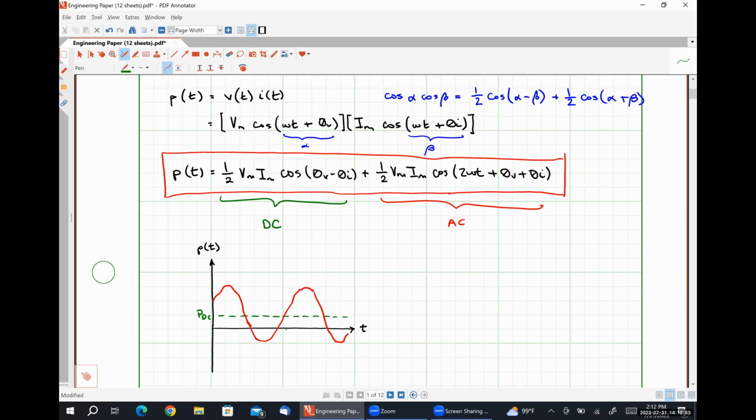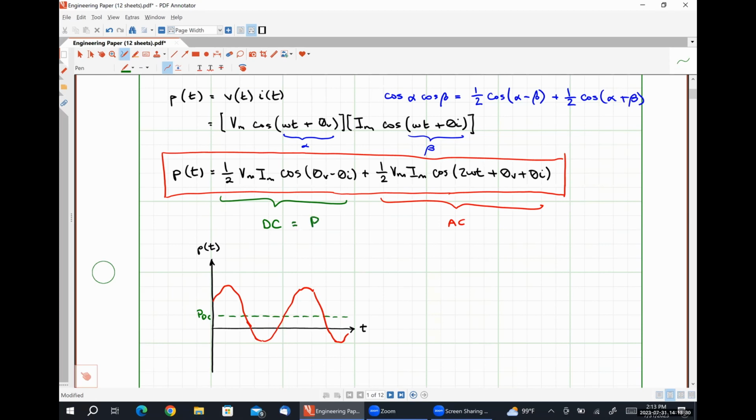Another thing that I want us to observe from this is what's going on with the DC power, right? So exactly half of the time, the instantaneous power is above this DC level, and exactly half of the time, the instantaneous power is below this DC level. And we can see mathematically that the AC power is symmetrical about that DC offset. So this means that this DC offset is a representation of the average power absorbed by our system, okay?